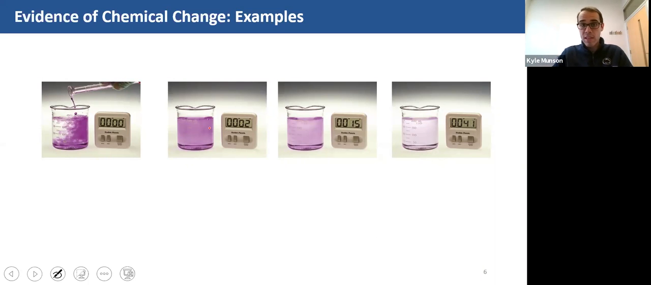So this would be an example of a color change where you're mixing 2 chemicals together, and as they react, you have a color change as time goes on. And so that's an example of a color change. That's something that's fairly common with chemical reactions.